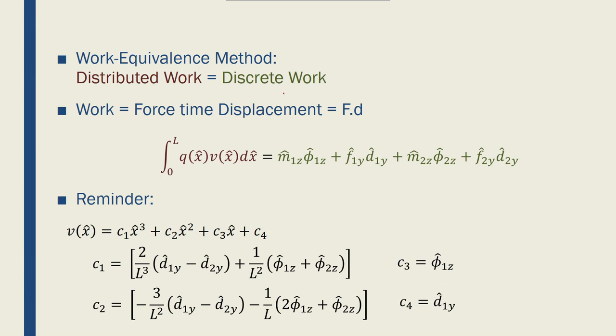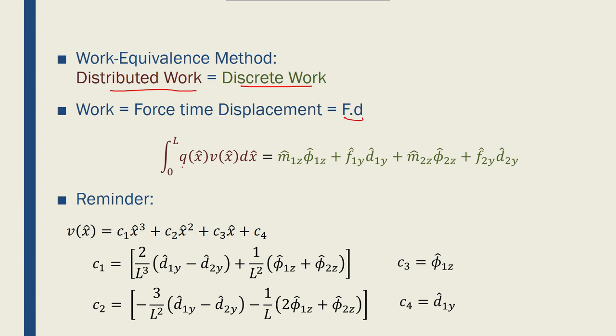One method to solve beams with distributed forces is called the work equivalence method, which means distributed work is equal to discrete work. Before we describe what each of these works are, let's just talk about what work is. Work in mechanical engineering or in physics is force times displacement, or FD.